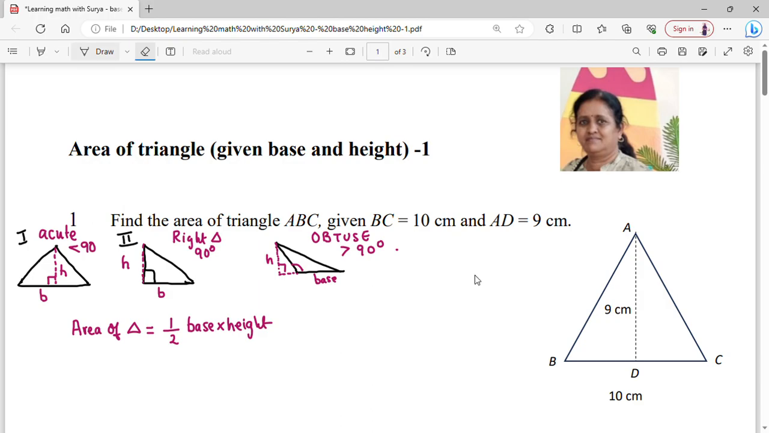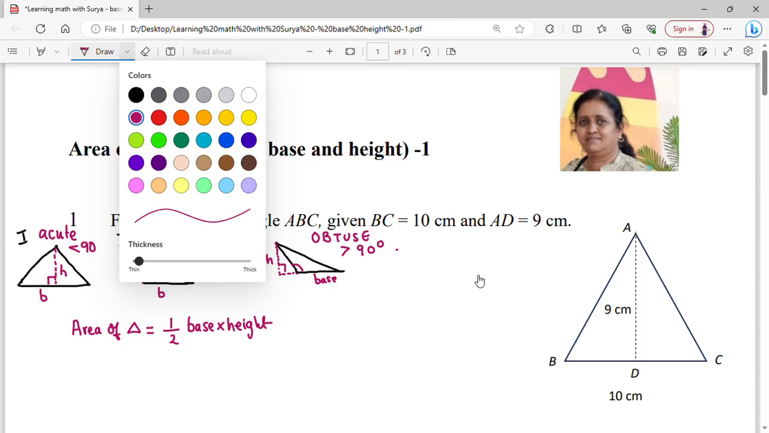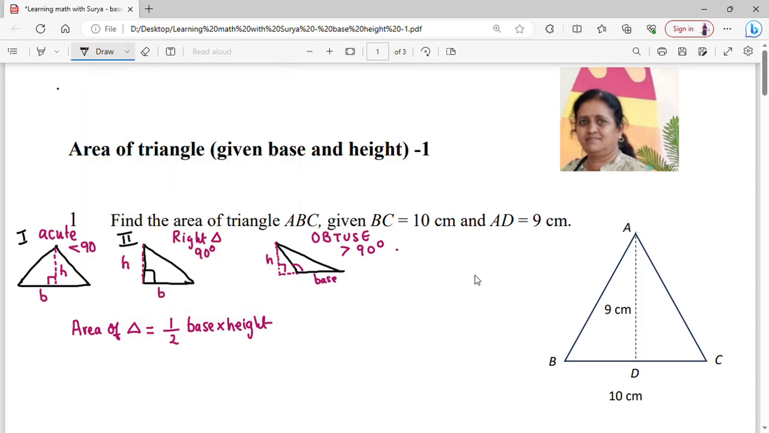So we need to be very clear of all these three cases when we are going to do calculations for the area of a triangle. So let's look at this particular question. Find the area of a triangle ABC given BC is equal to 10 and AD is equal to 9. So this is basically an acute angle triangle, which is of this first type.